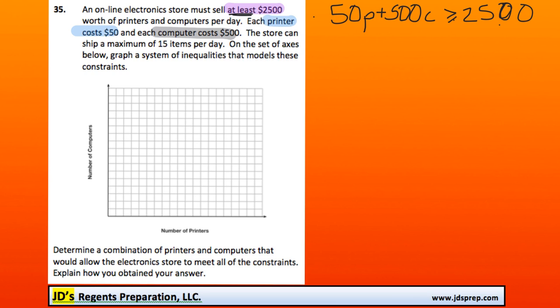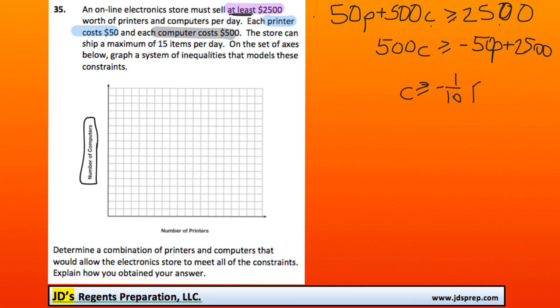Now, because the number of computers is our dependent variable, the y value on the y-axis, it would be helpful to isolate C in this inequality. So we're going to move the 50P over to the other side. Let's say negative 50P plus 2,500. Then we divide everything by 500, and we get C is greater than or equal to negative 1/10 P plus 5. Okay, that's going to help us later on.